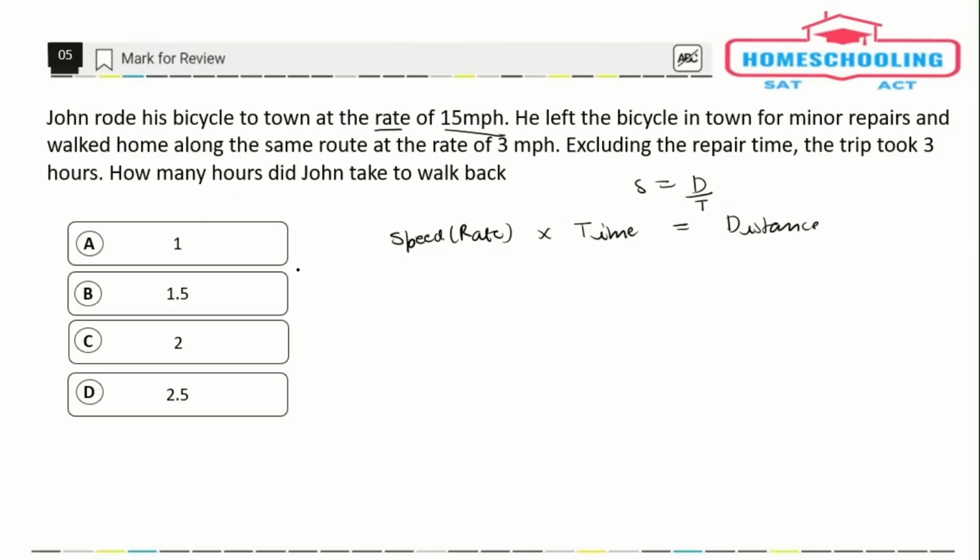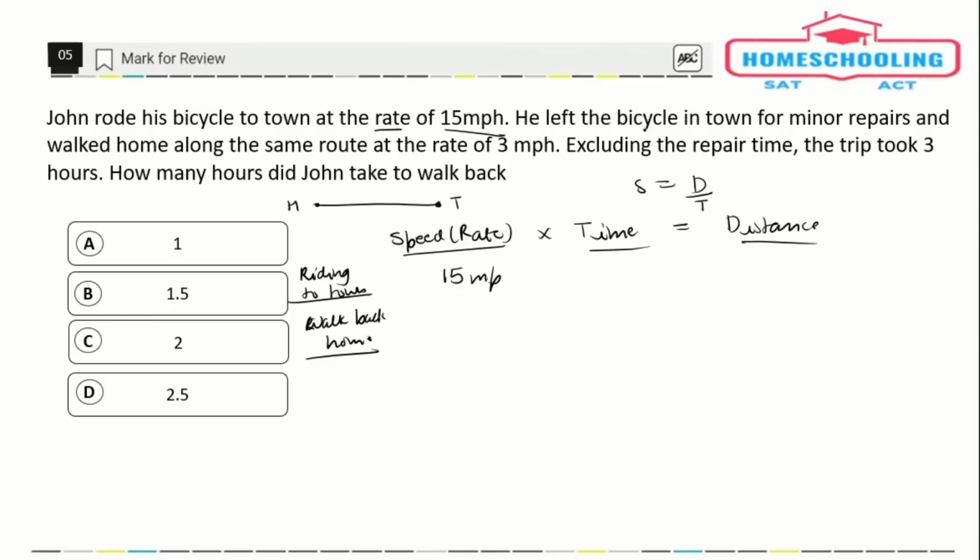Now we are going from riding to town and walk back home. So we have this data here. Now we'll read the question and put all the data here. So John rode the bicycle to the town, so from home to town. He rode the bicycle at the rate or the speed that is 15 miles per hour.